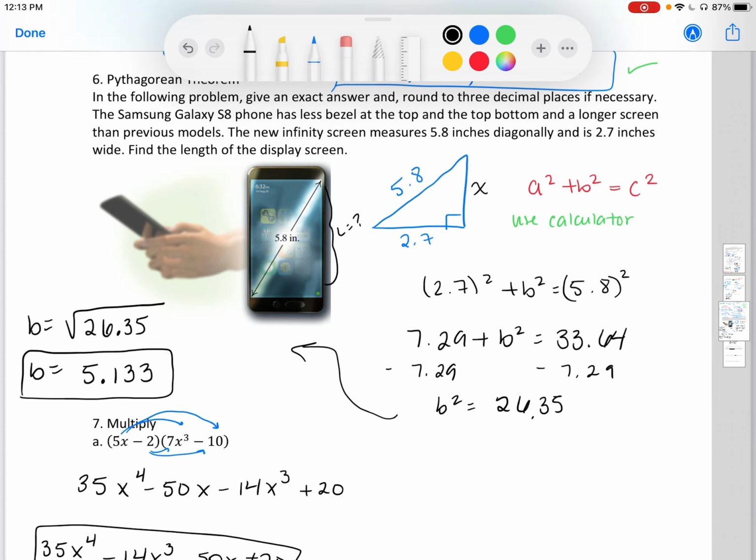Now we're told that the width is 2.7. Because we know for sure that this type of phone in the picture is not a circle, it's not a triangle. It kind of has that right angle, rectangle, right? So we can use this information to see a rectangle, and so I create a triangle and use the Pythagorean theorem.